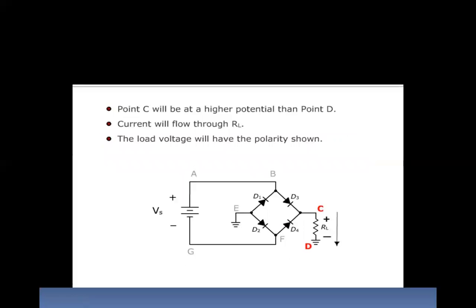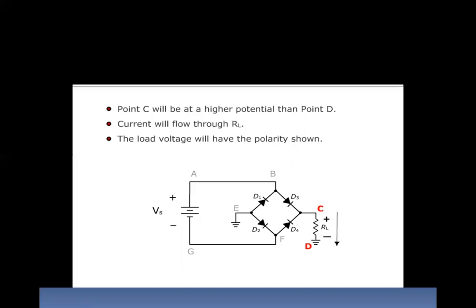Now point C will be at a higher potential than the point D. So C is positive and this is negative. Current will flow through the load resistance. We can see that there is a current because of the load resistance. So I can say that for the first positive half cycle, there is an output, and that is up to here, up to this level, because of the diode D3.